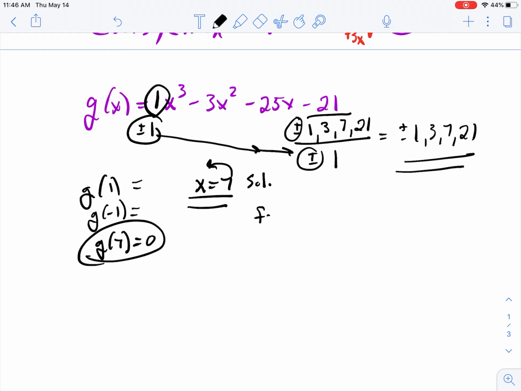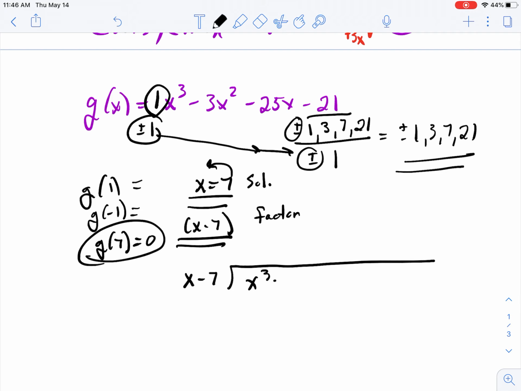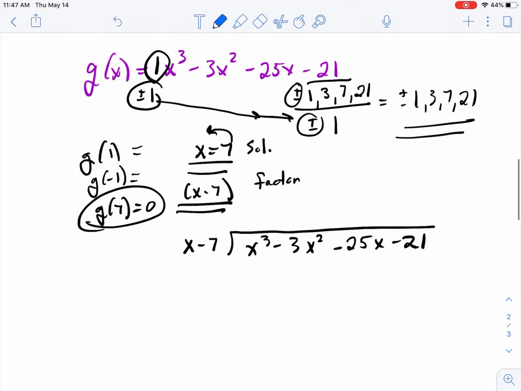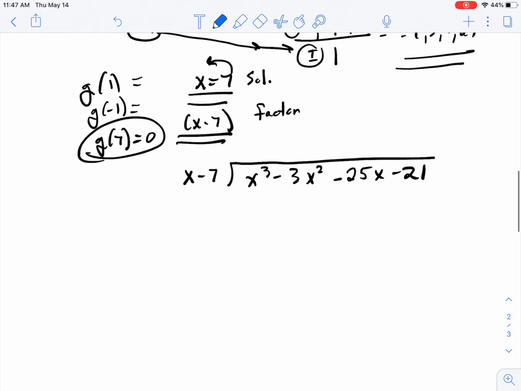Which means that, if I move this over, because this is a solution, I want to factor. My factor is x minus 7. So I want to take my factor of x minus 7 into x cubed minus 3x squared minus 25x minus 21. Okay, so now I can go ahead and do synthetic division.